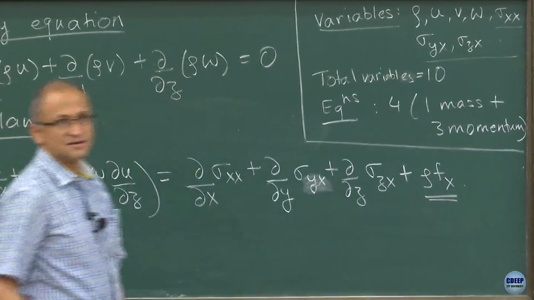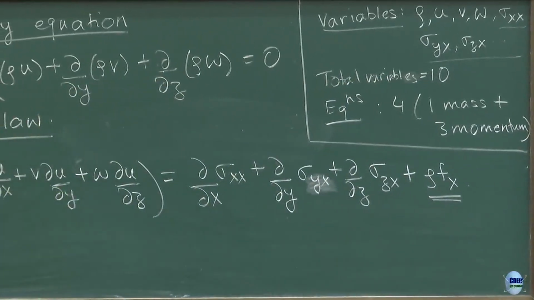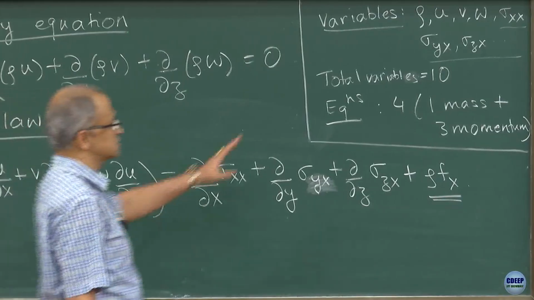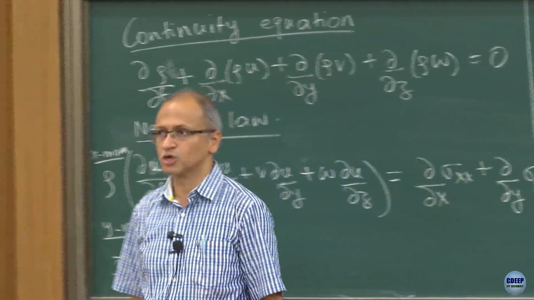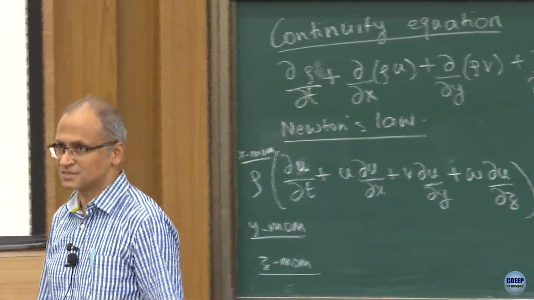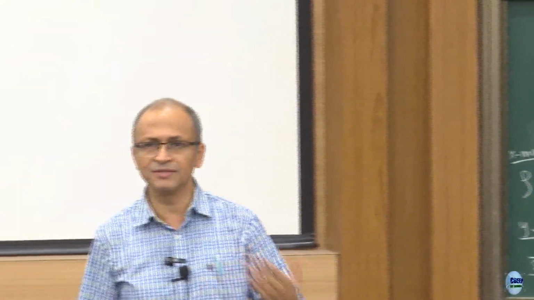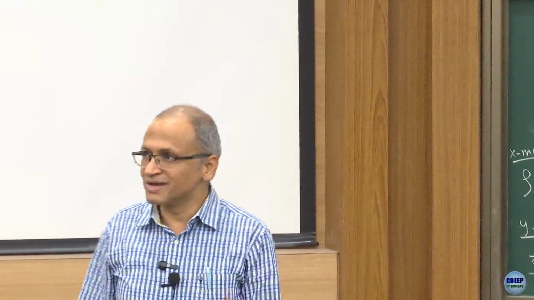So you can see that clearly the number of equations that we have is less than the number of variables, and we have a problem of closure. This is what is known as the problem of closure, where the number of variables and the number of equations do not match. Typically, you will have a smaller number of equations than the number of variables. The other way around is probably never going to arise. I mean, you would be very fortunate.